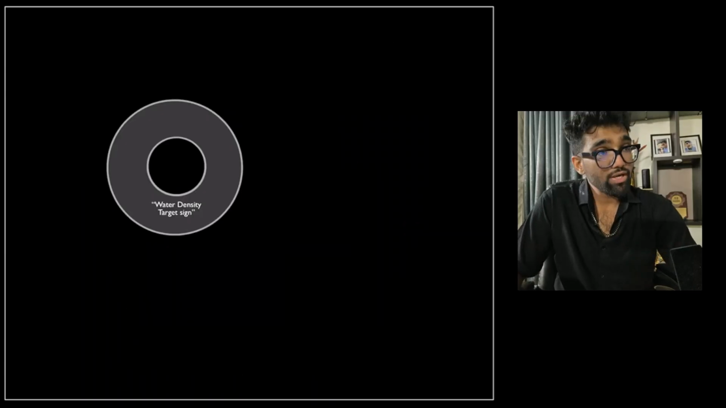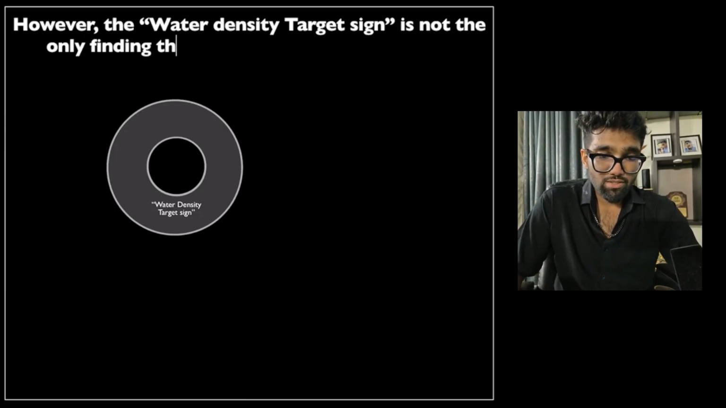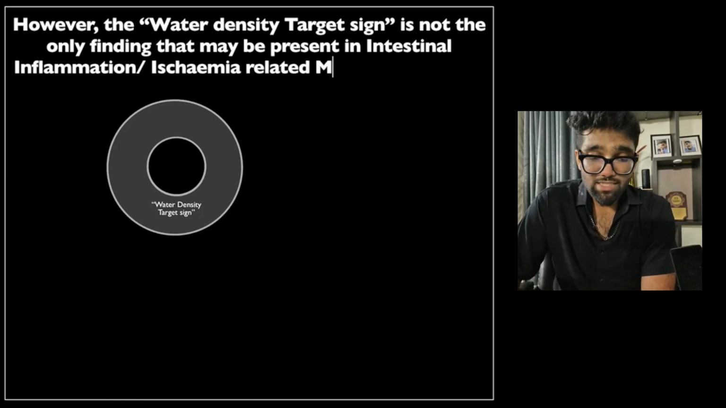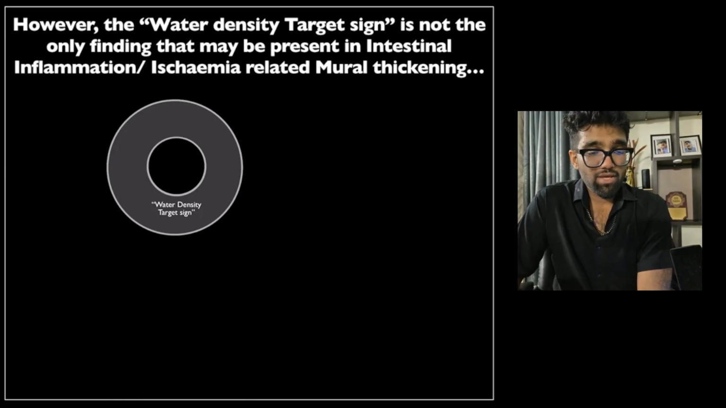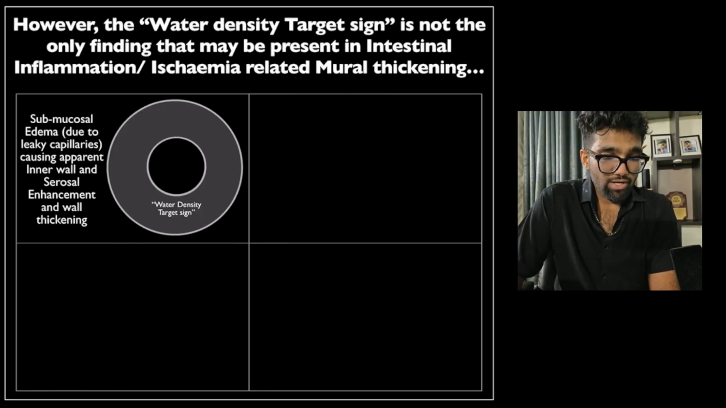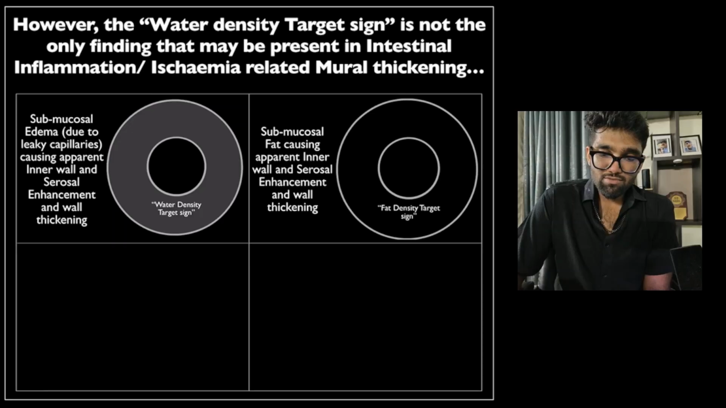Okay. Now, from the water density target sign, we'll go ahead and understand what are the other types of target sign. The water density target sign is not the only finding that may be present in patients with intestinal inflammation or ischemia. There may be other imaging findings as well. So there are four. The water density target sign, as you can see, is a submucosal edema due to capillary leak causing apparent inner wall and serosal enhancement within a thickened bowel wall. So that we've understood. Now, the second is the fat density target sign.